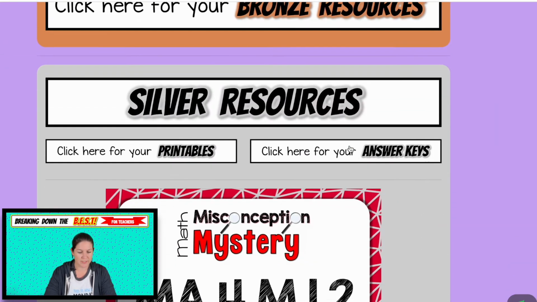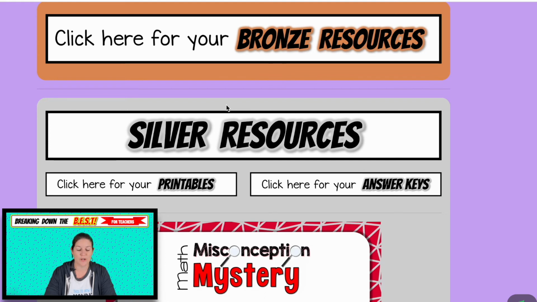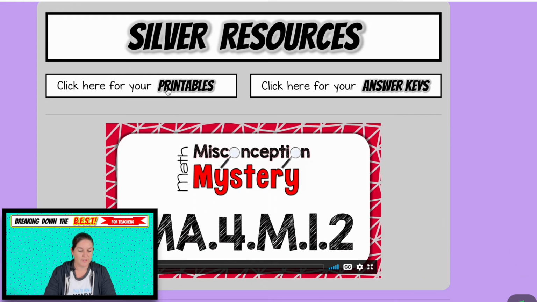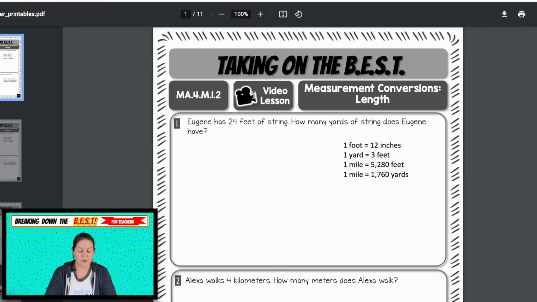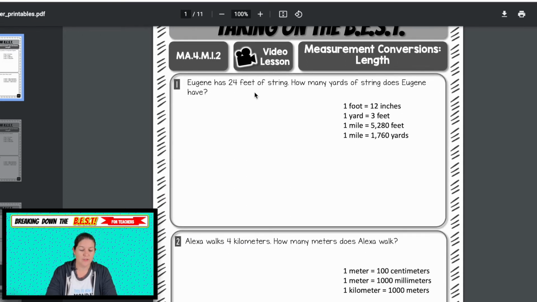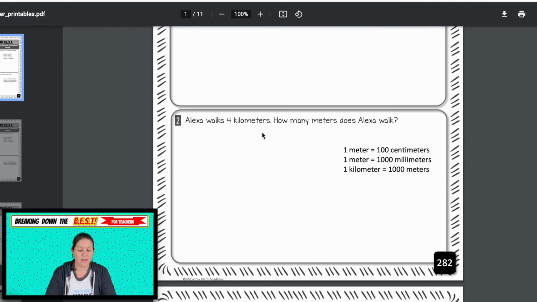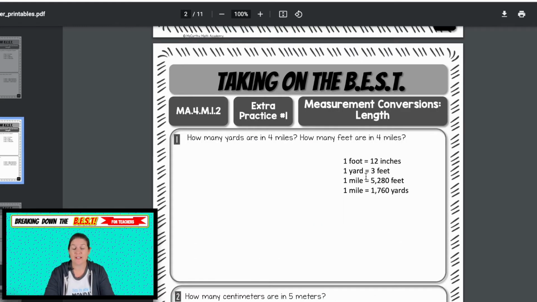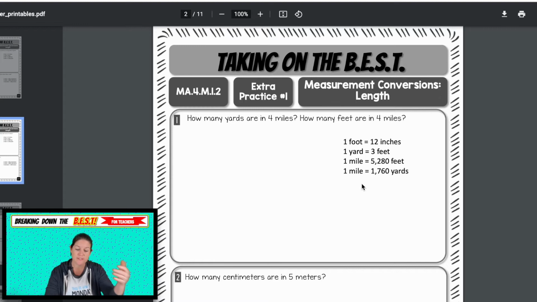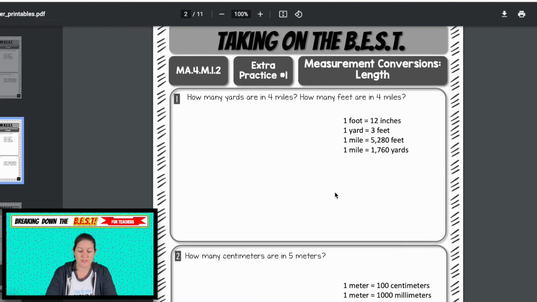So if you have the silver plan, of course, you can always go back to those bronze video lessons. Click on your printables. This has everything together, including those bronze video lessons. So you can see here the video icon. This is the first video lesson involving length. We have feet to yards, so customary units, and then kilometers to meters, which is our metric unit. And you can see right here that we have the reference that we'll be utilizing in the video. In your silver plan, you also have access to extra practice. So after they watch the video lesson, they have their notes and they can use their notes to then practice here.